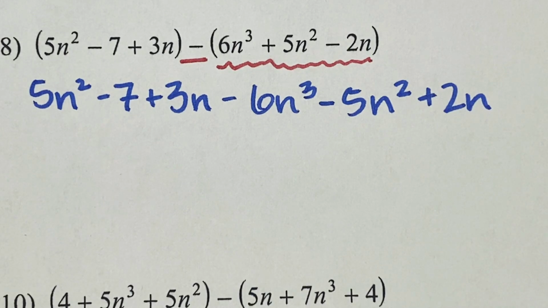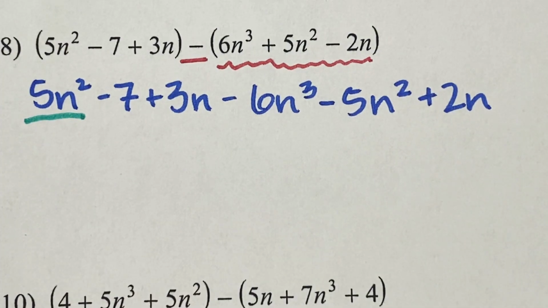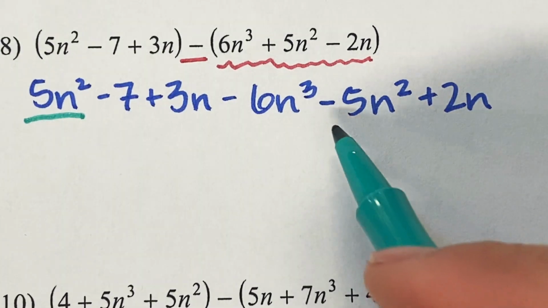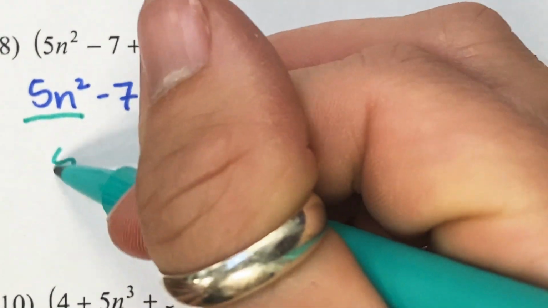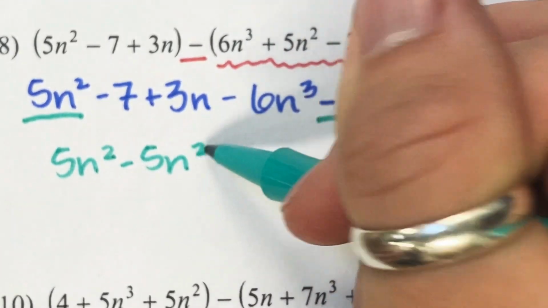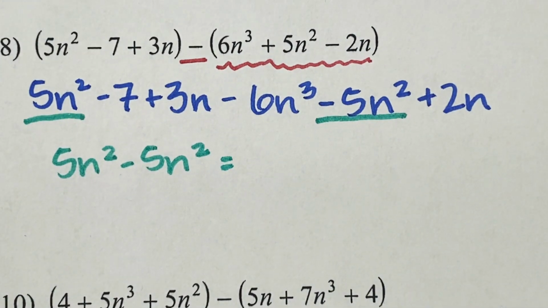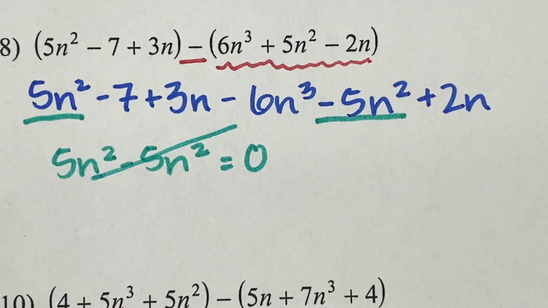Now we can go ahead and combine like terms. The very first term I see is this 5n squared. What term can I combine with this 5n squared? Same variable, same power, it says negative 5n squared. Well, what is 5n squared minus 5n squared? It gives me another 0 again, so we don't even need to write that. Those just cancel out.